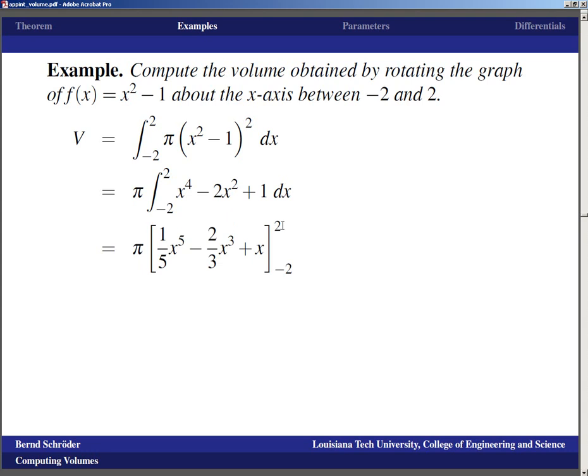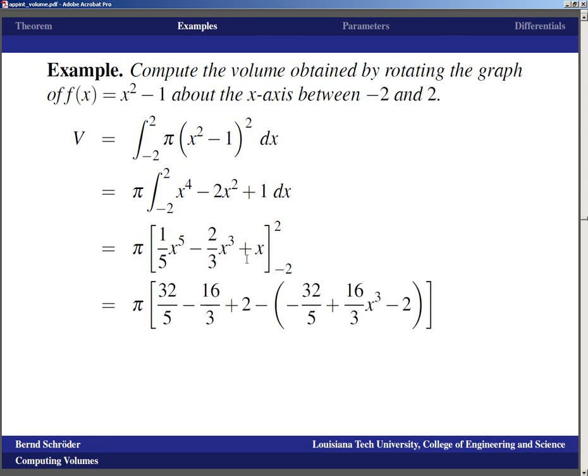We're plugging in the numbers, so let's see, we would get pi times (32 over 5 minus 16 over 3 plus 2), and then the same thing at the lower bound with different negative signs, right? 32 over 5 minus 16 over 3 plus 2 minus, and now here, because we're plugging in -2, we get (-32 over 5 plus 16 over 3 minus 2), and that x cubed should be gone. I shall eradicate the x cubed.